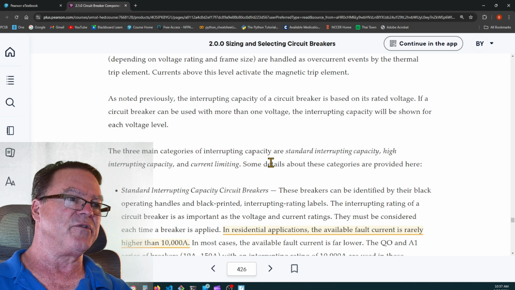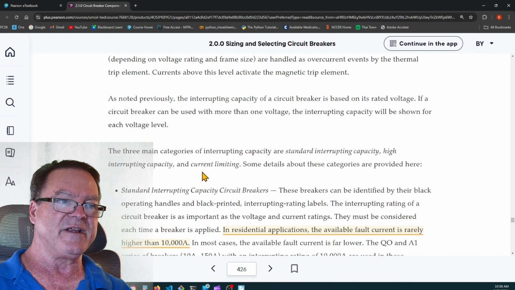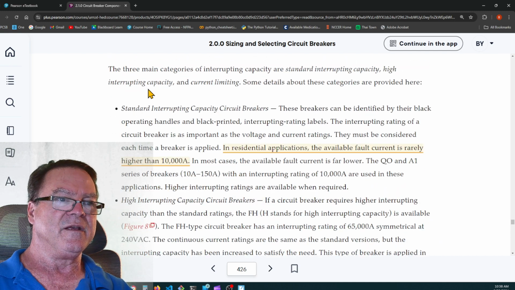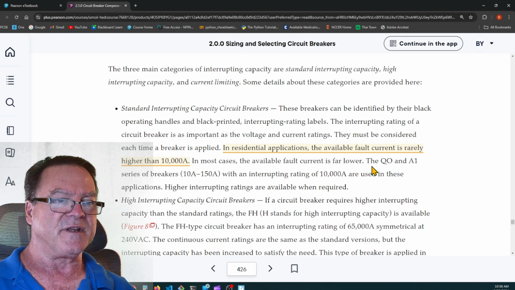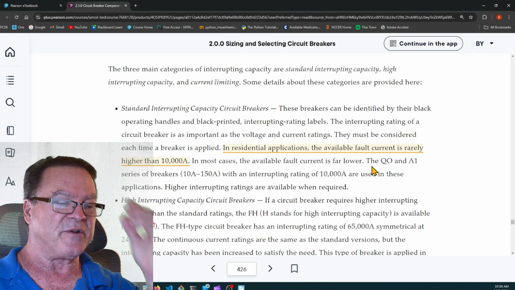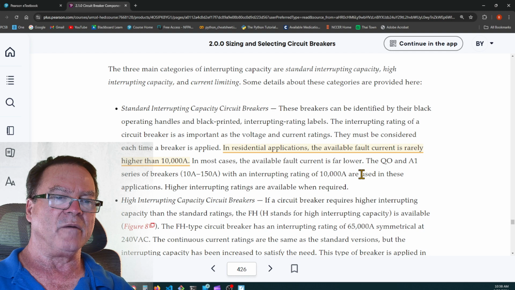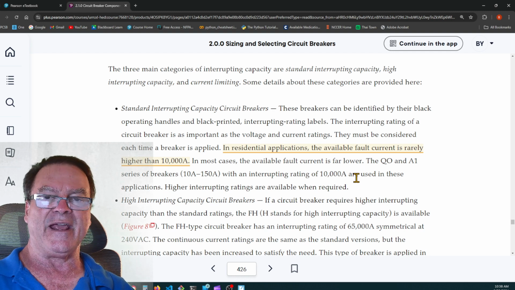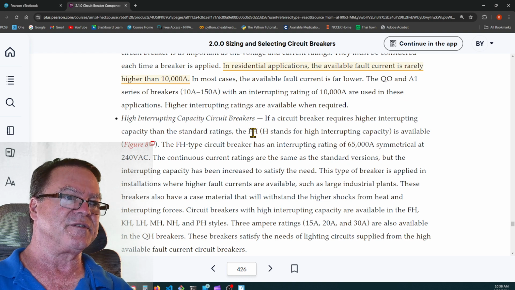Three main categories of interrupting capacity are the standard interrupting capacity, high interrupting capacity, and current limiting. Standard interrupting capacity circuit breakers. In residential applications, the available fault current is rarely higher than 10,000 amps. In most cases, the available fault current is far lower. Like I say, you can buy 5,000 amp interrupting rating circuit breakers at Home Depot. Maybe nowadays they're all rated at 10,000 amps of interrupting rating, I don't know.